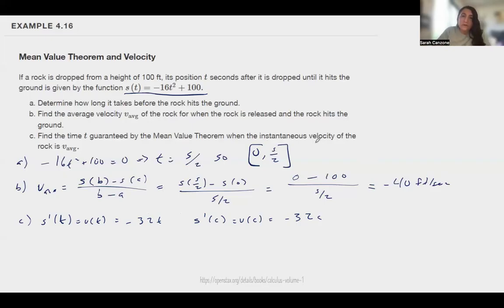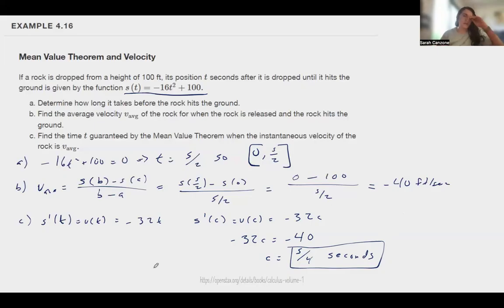If we know that we want the instantaneous velocity to be equal to the average velocity, then I know this, being the instantaneous velocity, negative 32c, needs to be equal to the average velocity, which we said was negative 40, which tells us we can solve for c very easily, that this is 5 over 4, and this will just be in seconds. So this guarantees that the instantaneous velocity will be the average velocity at 5 over 4 seconds.